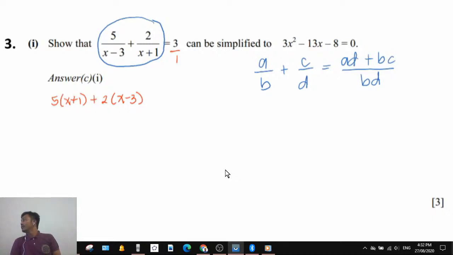Nagawa mo? Okay, so you have this one now.